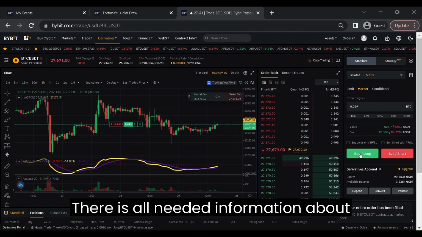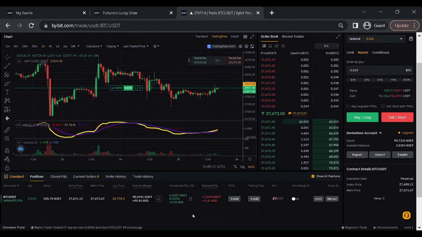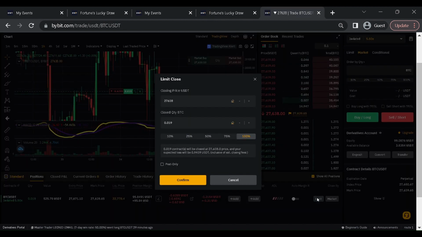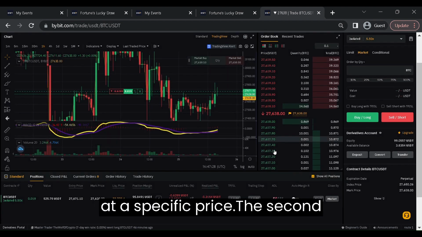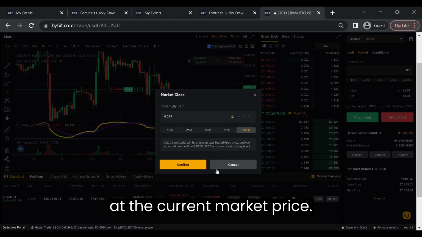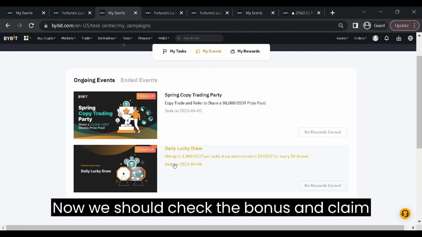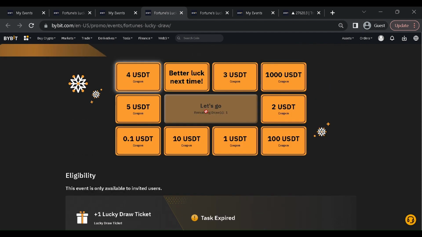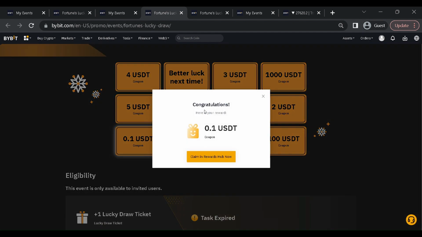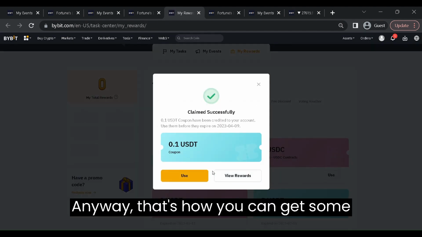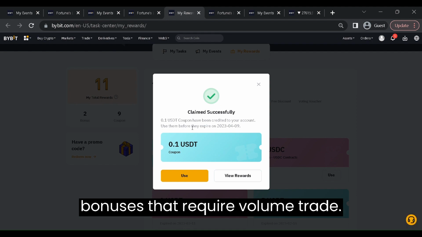There is all needed information about the open trade in the window below. There are two options to close the position. The first option is to use a limit order to close the trade at a specific price. The second option is to close the trade immediately at the current market price. Now we should check the bonus and claim it. Lucky me. Anyway, that's how you can get some bonuses that require volume trade.